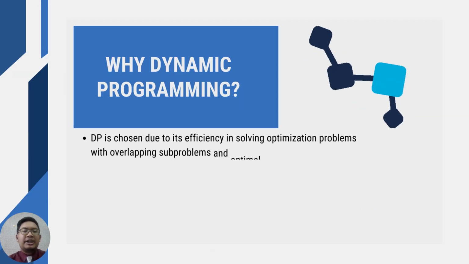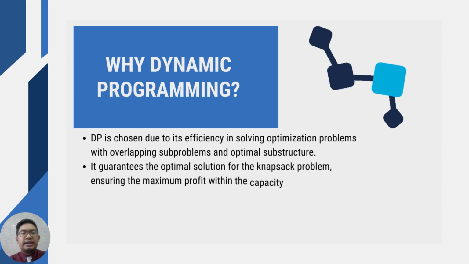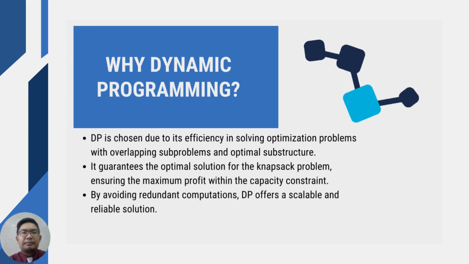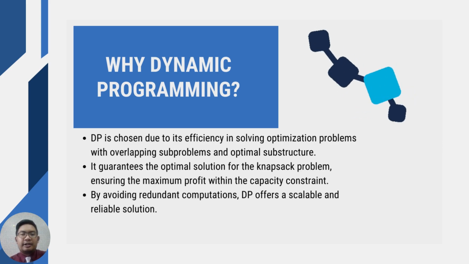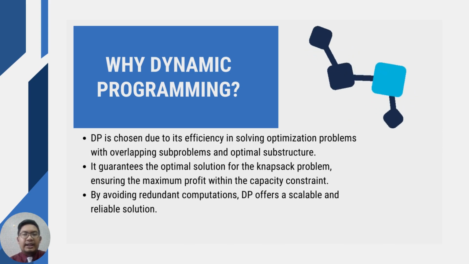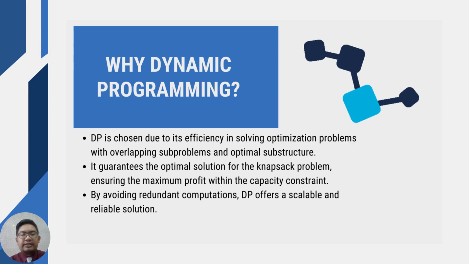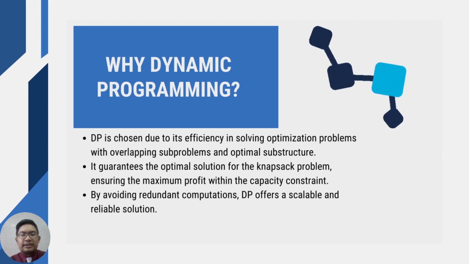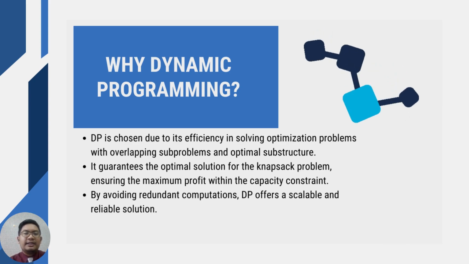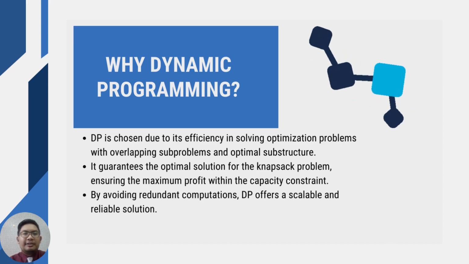As to why dynamic programming is chosen to solve this problem, it is because of its efficiency in solving optimization problems. As we can see here, we can avoid overlapping sub-problems and achieve optimal substructure, since we iterate each item with different capacity constraints, which leads to an optimal solution, ensuring the maximum profit. By avoiding redundant computations, DP offers us a scalable and reliable solution.